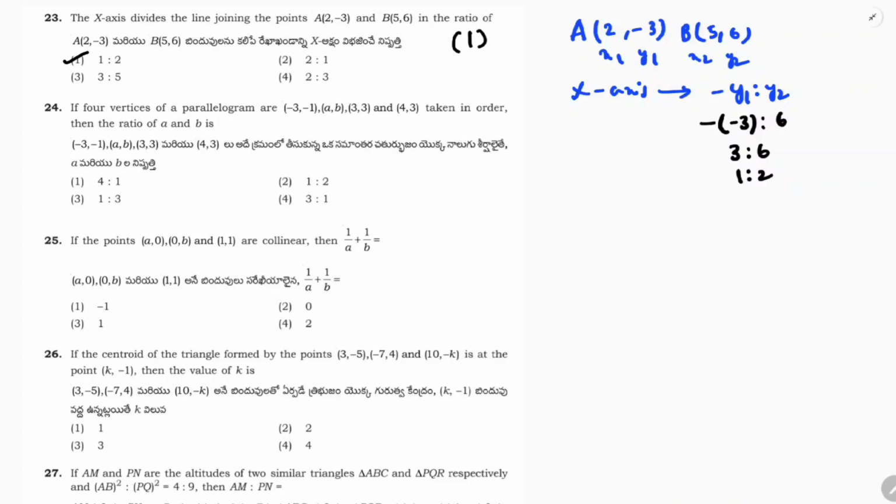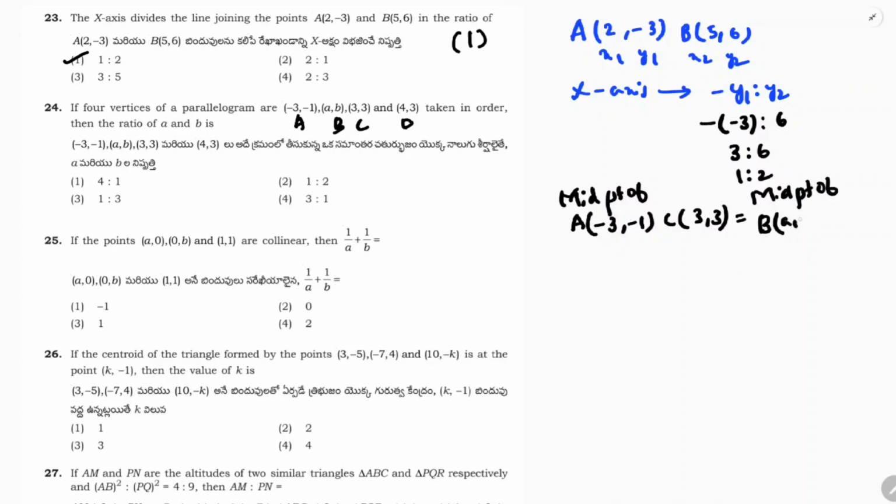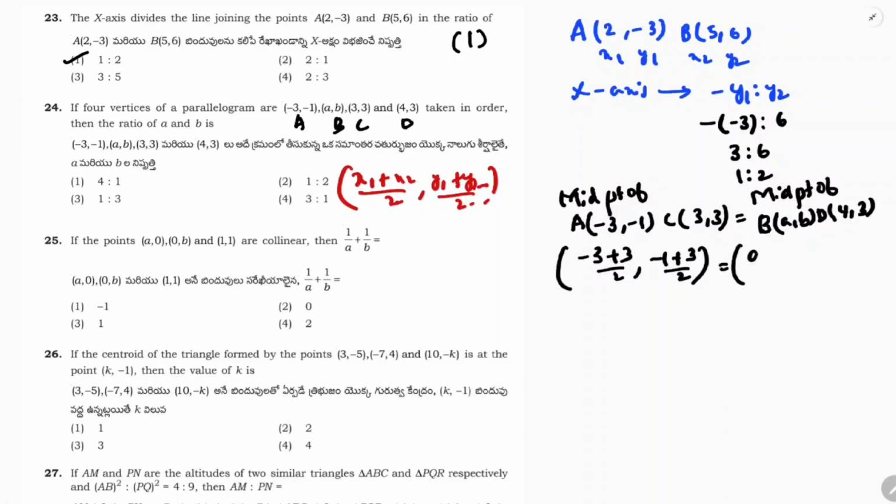Next one, if 4 vertices of a parallelogram are given, here the diagonals bisect each other. I'll take the vertices as A, B, in the order they told, then C and D. So the midpoint of AC, A minus 3 comma minus 1, C 3 comma 3, equals the midpoint of BD, with B being a comma b, D is 4 comma 3. The midpoint formula is x1 plus x2 by 2, y1 plus y2 by 2. If we substitute the values here: minus 3 plus 3 by 2, minus 1 plus 3 by 2, a plus 4 by 2, b plus 3 by 2.